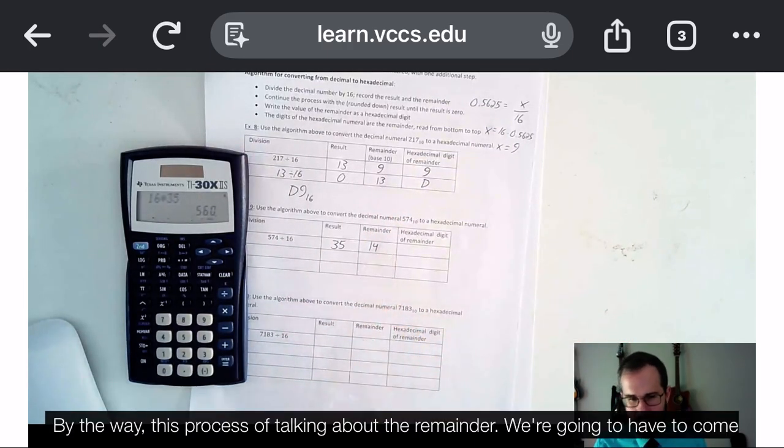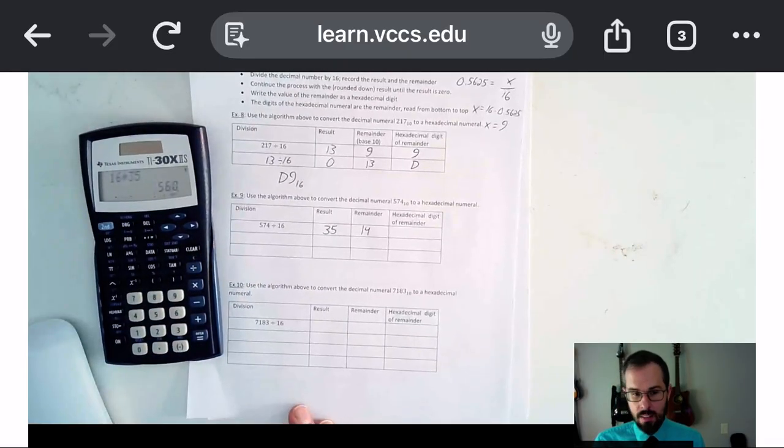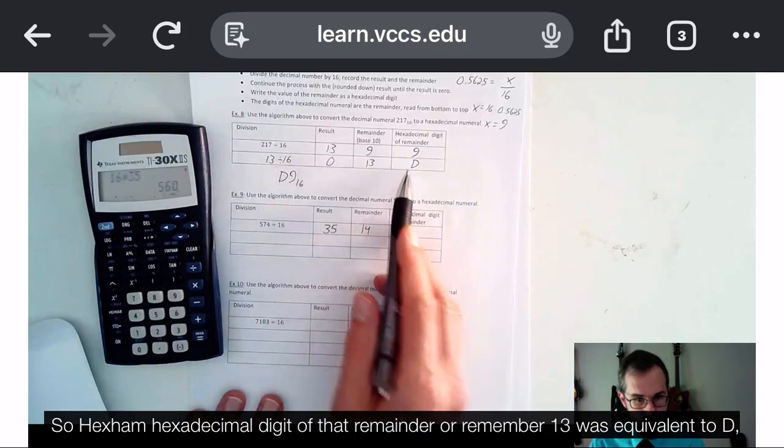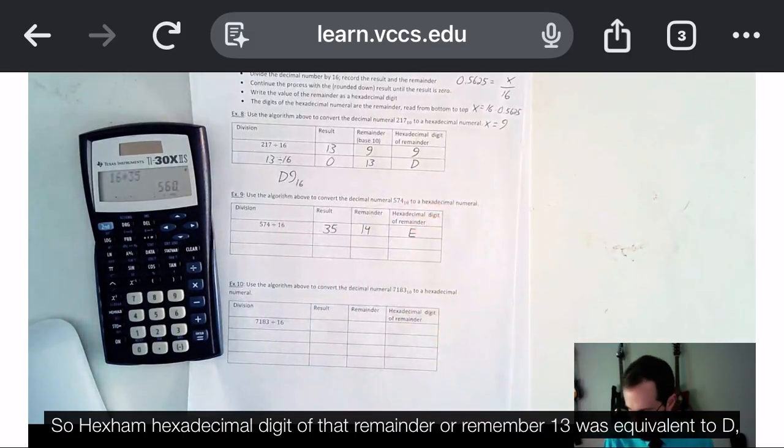By the way, this process of talking about the remainder, we're going to have to come back to this because it turns out the remainder is actually a really key idea in a lot of computing that we've already seen. So the hexadecimal digit of that remainder, well, remember 13 was equivalent to D, so 14 is equivalent to E here.